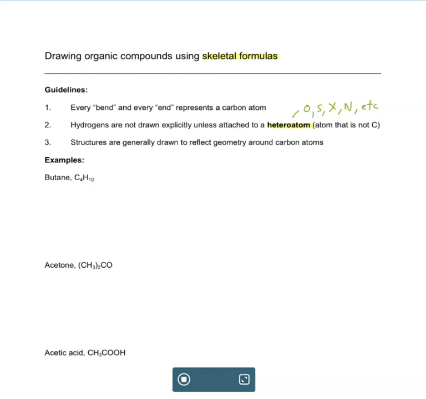And then finally, the third guideline, we draw the structures generally to try to reflect the geometry around carbon atoms. Now, the geometry around a particular atom is a consequence of its hybridization. So the hybridization and the geometry go hand in hand with one another.